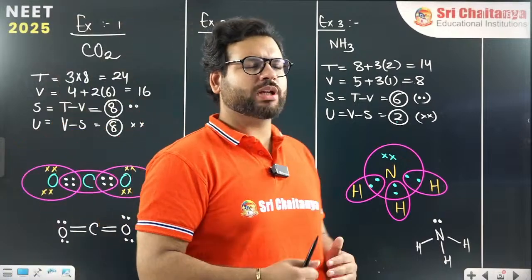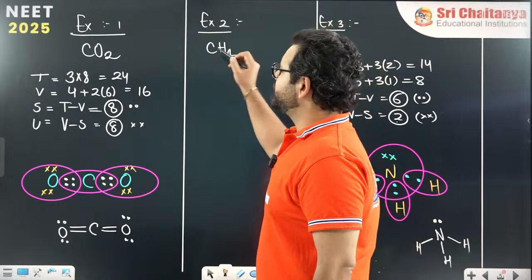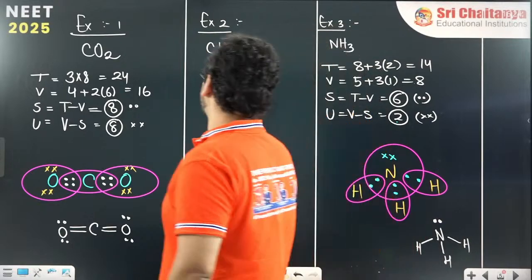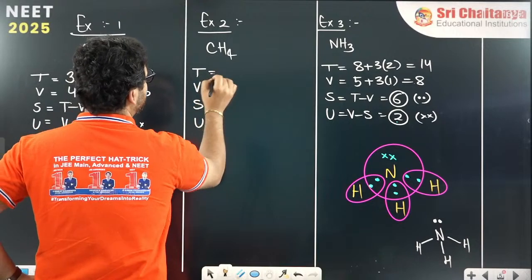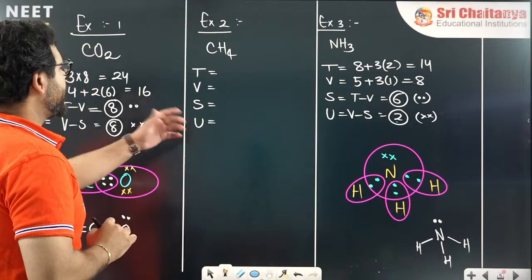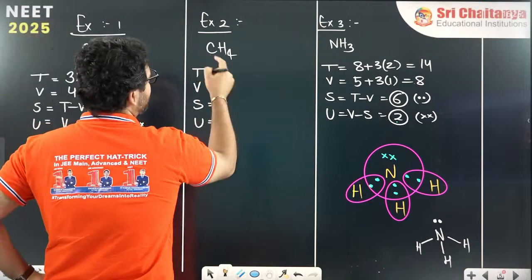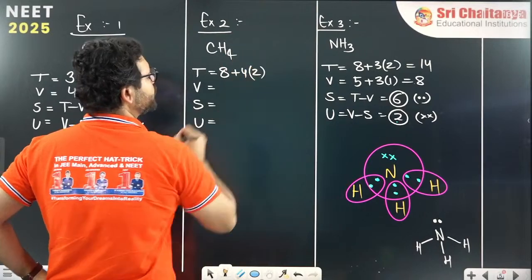Now let's do some difficult ones. Okay. One CH4 also we will do. It's a direct one. T, V, S, U. Total: carbon says I need 8. Each hydrogen says I need 2, 2, 2.